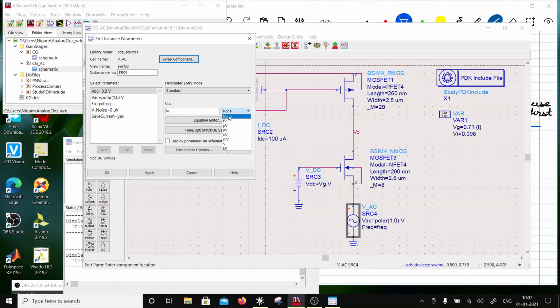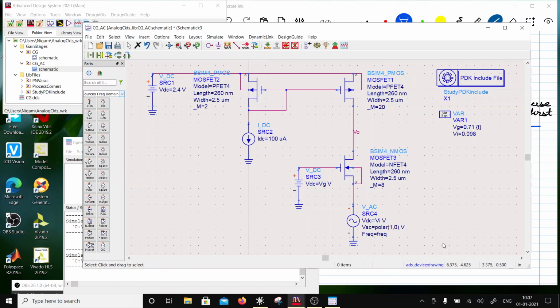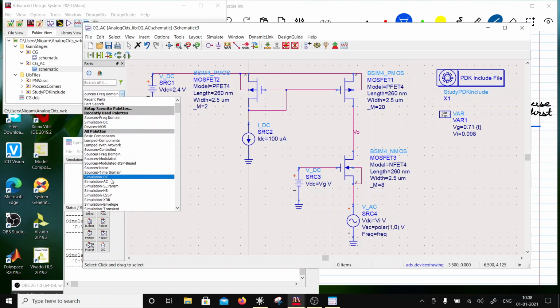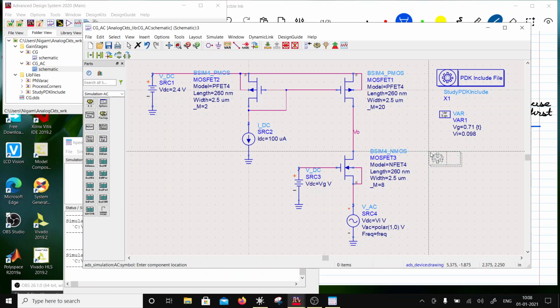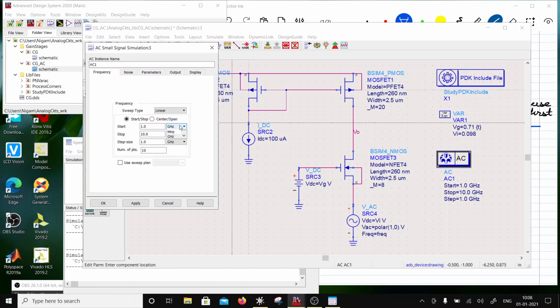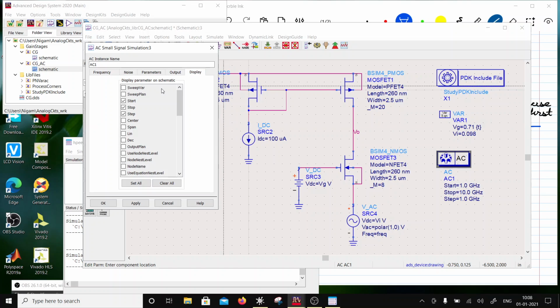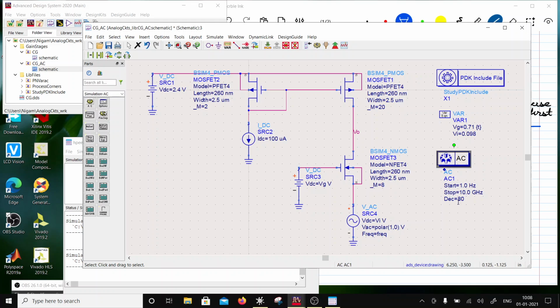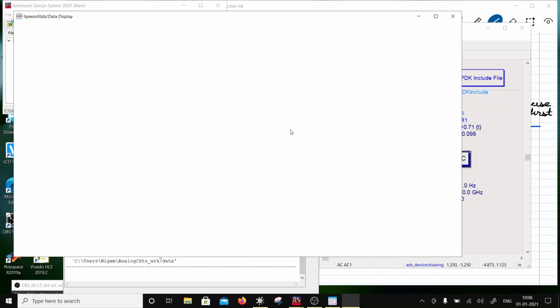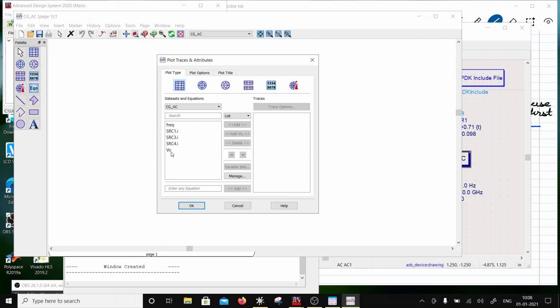So this is what I have determined from the static response. And I'm going to make this visible. So that's my input. And then I'm going to do AC simulation, going from 1 Hertz to 10 gigahertz, a log sweep with 80 points per decade, and I am going to display decade, points per decade here. So this is going to be my AC sweep. I'm going to hit simulate, and then I'm going to plot the gain.